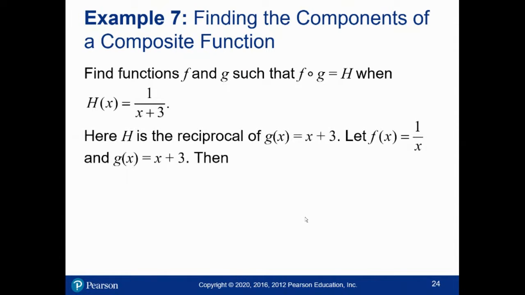The most straightforward way is that your two pieces are x plus 3, and the other is 1 over x. So if I had g of x as x plus 3 and f of x as 1 over x, I would just take x plus 3 and plug it in and get 1 over x plus 3.